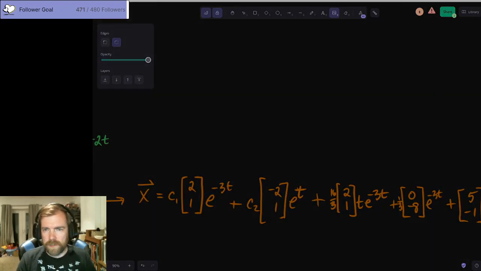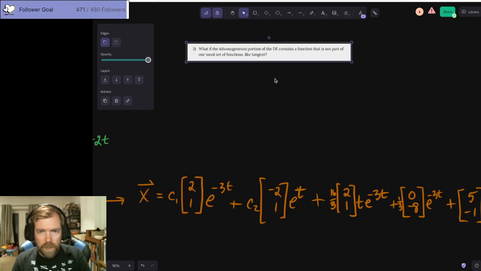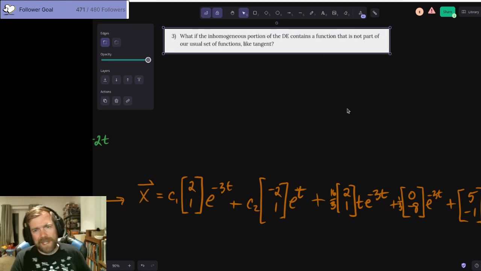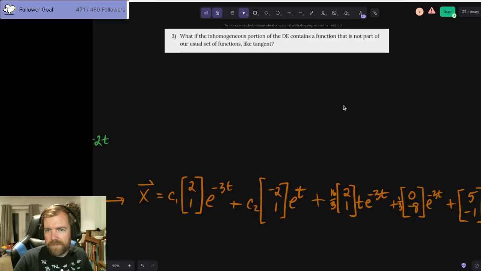All right, let's take a look at the next question while we're at it. Okay, what if the inhomogeneous portion of the differential equation contains a function that is not part of our usual set of functions, like a tangent? So for instance, we had looked at what happens if our inhomogeneous portion contains a sine function. What do we need to add as part of our inhomogeneous solution portion?